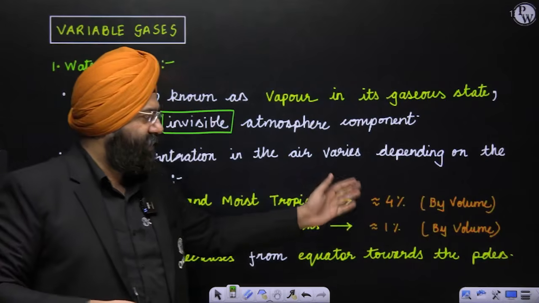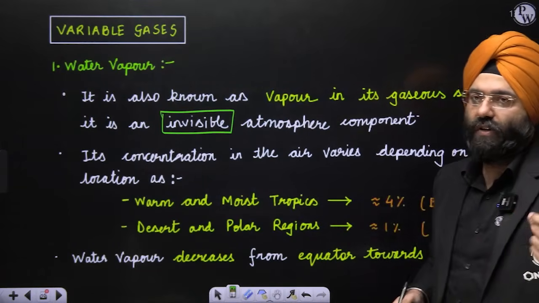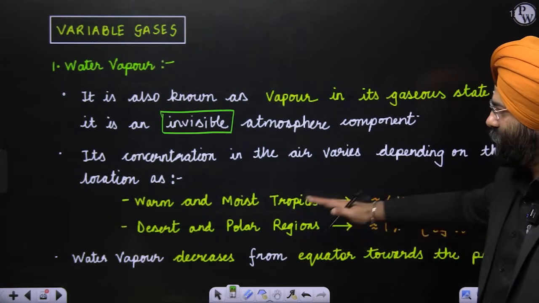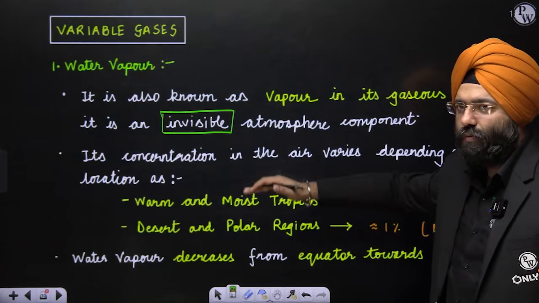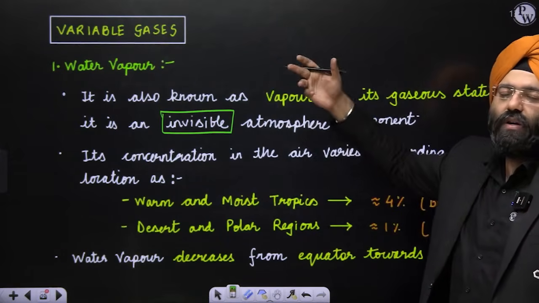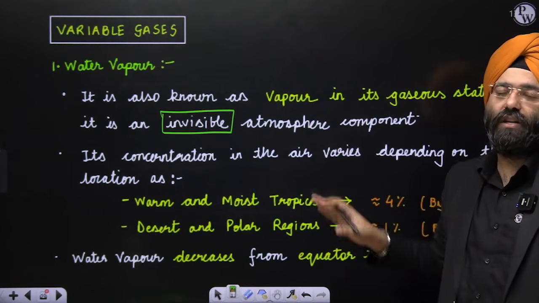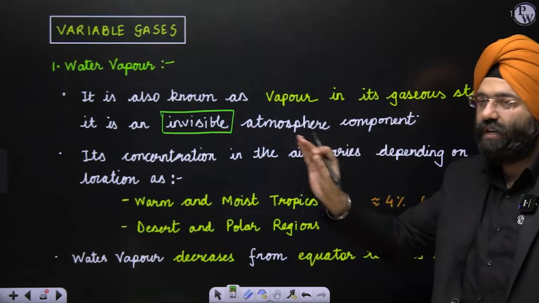So that means there is variation present here, right? In the polar regions as well as in the warm tropic region. Now, water vapor decreases from the equator towards the poles, as you have already seen. The warm tropic region is close to the equatorial region. As you move towards the poles, the water vapor content will decrease. Now this is again a question which has been asked in your preliminary examination as a statement along with other statements. So you should be very clear about these questions.